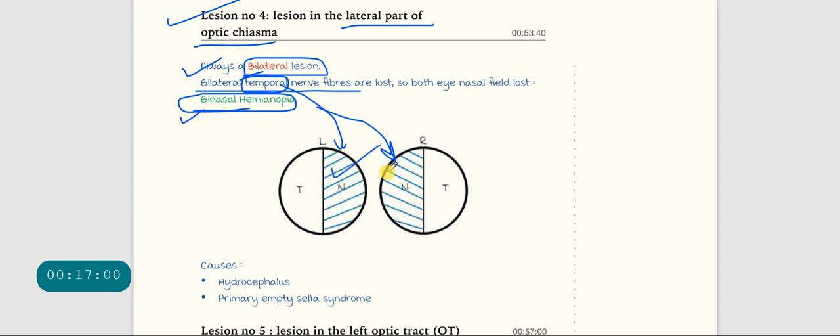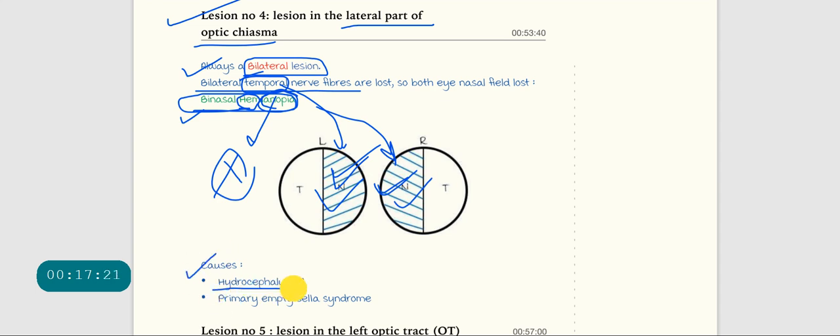And anopia tells us about no vision due to this affection. Now what are the causes? The causes are hydrocephalus and primary empty sella syndrome. These are the causes.